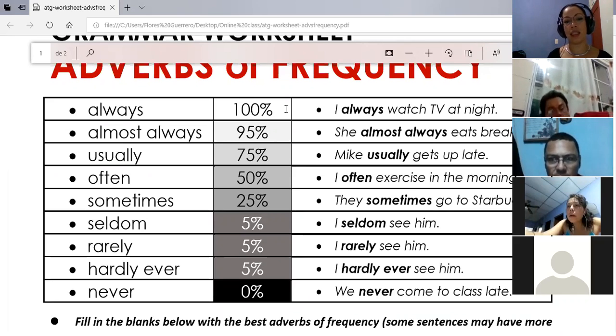Now, usually is like 70% of the times. For example, Mike usually gets up late. Then we have often, which is like half of the time, 50% of the time. I often exercise in the morning. Sometimes is about 25% of the times. For example, they sometimes go to Starbucks. Now, seldom, rarely, and hardly ever are like 5% of the time. I seldom see him, I rarely see him, or I hardly ever see him. It's basically the same. Well, never is 0% of the time. We never come to class late, for example.